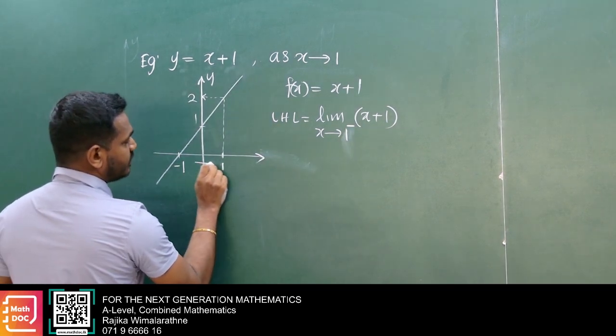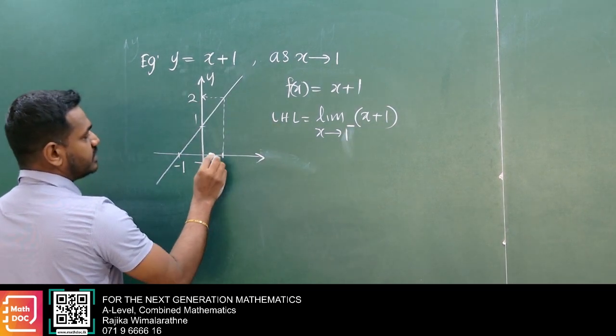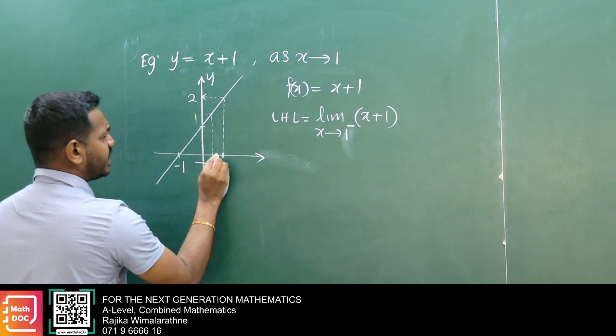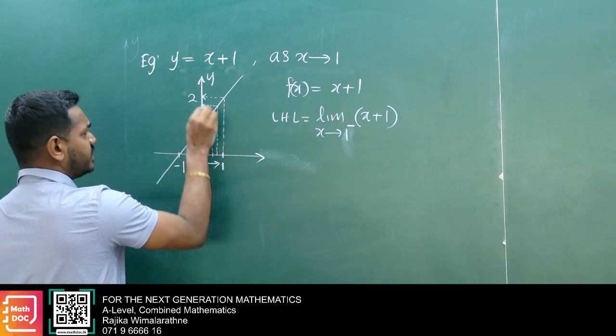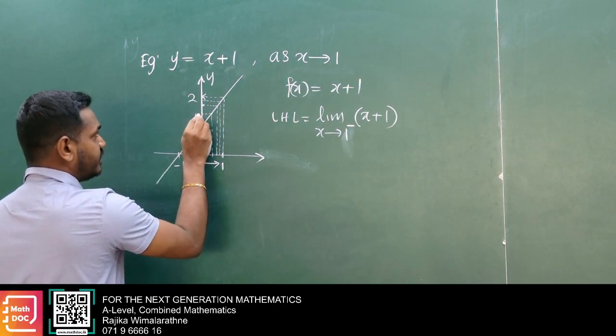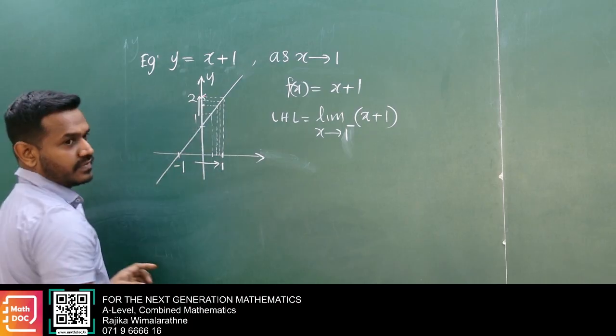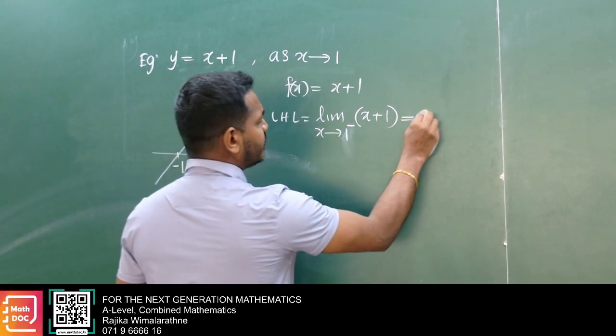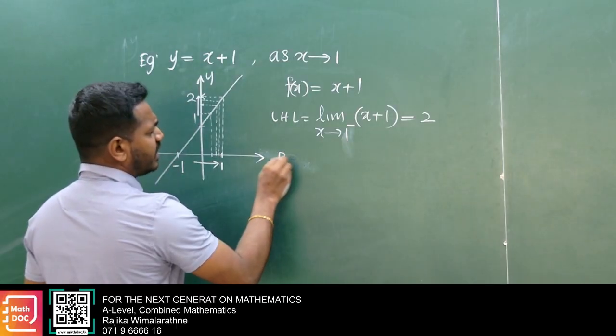Now x varies on the left hand side of 1. If you take x somewhere here, the corresponding y value is here. If you take x somewhere here, the corresponding y value is here. Anyway, it moves towards 2.